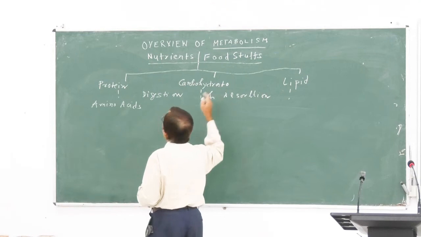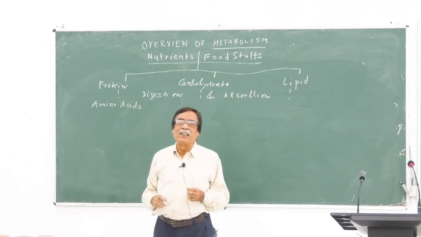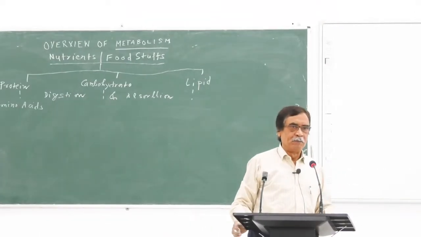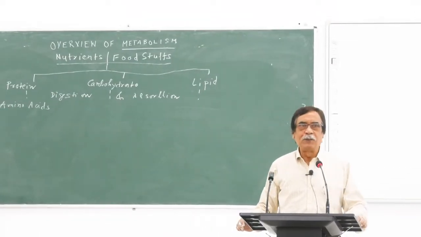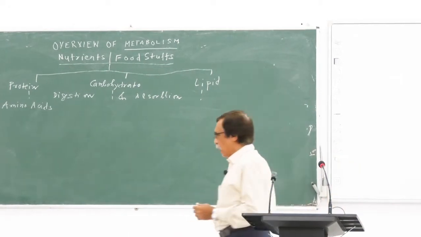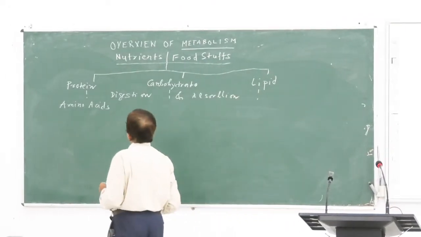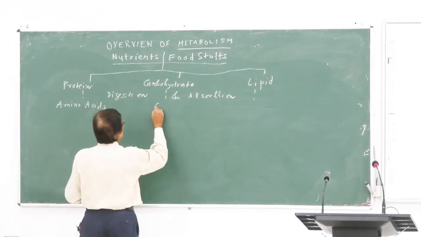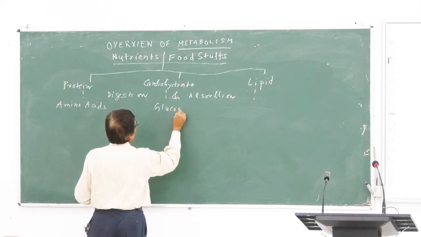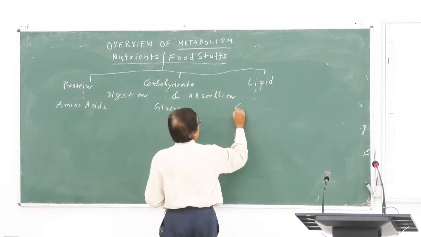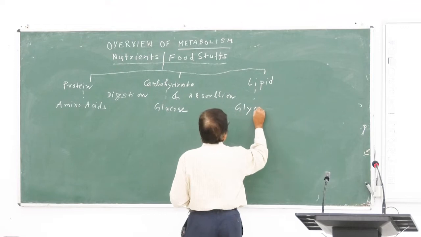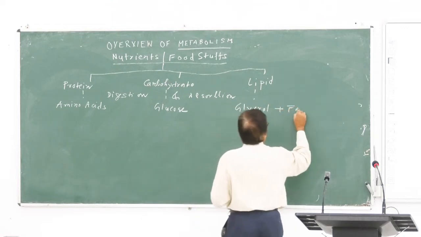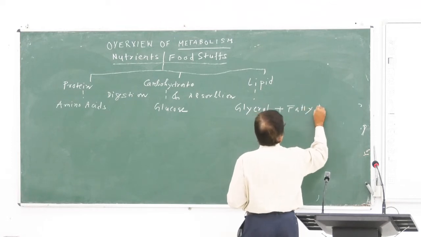Carbohydrate we actually take in the form of starch mainly. And the starch is converted to glucose by the amylase and also all other enzymes necessary for conversion of the starch to glucose, you know. That means glucose. And here lipid is converted to triglyceride, which is converted to glycerol plus fatty acids.